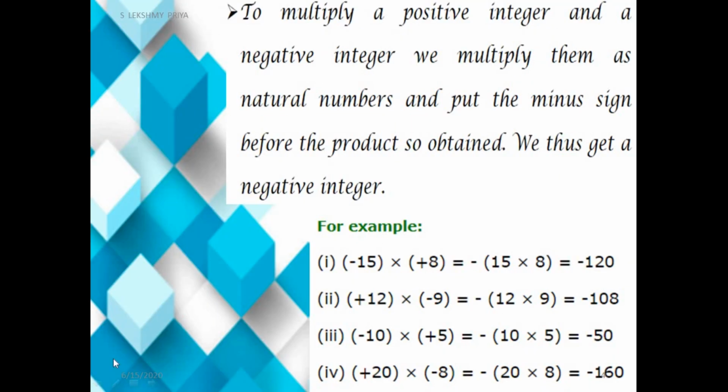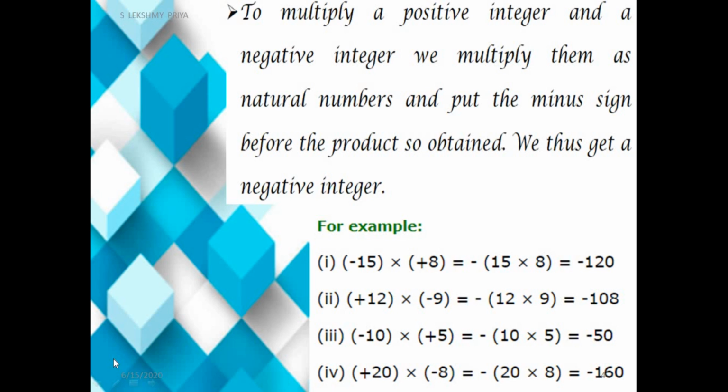The second case is when you are multiplying a positive integer with a negative integer. How can we multiply a positive integer and a negative integer? Simply avoid the sign, multiply as natural numbers, and for the answer give negative as the sign. That is, when you multiply a positive integer and a negative integer, we multiply them as natural numbers and give the minus sign before the product so obtained. Thus, the answer is a negative integer.